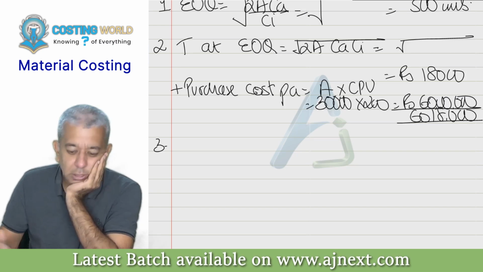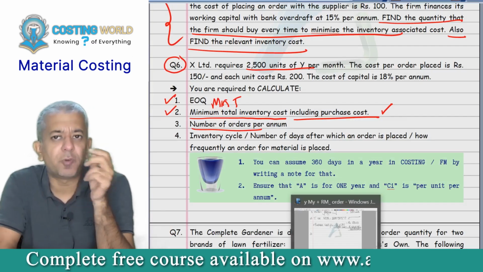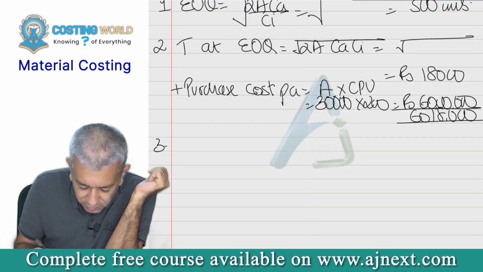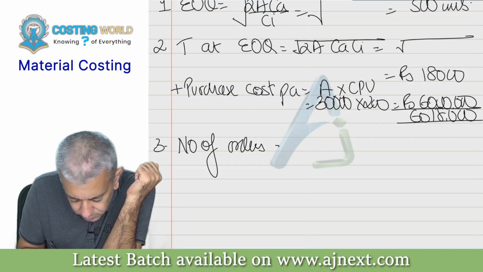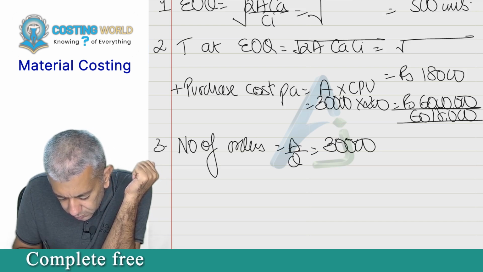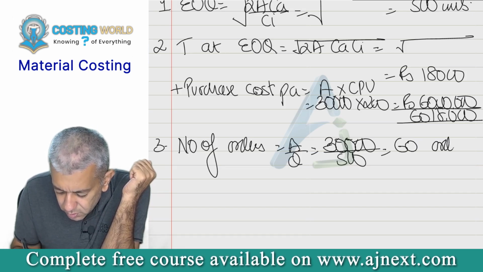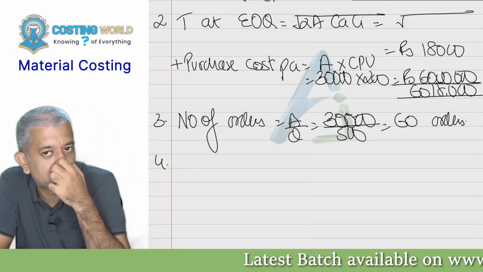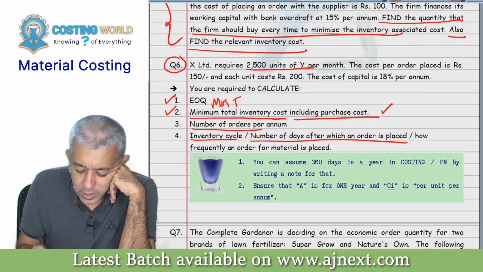Listen, then third part. Third part is number of orders per annum. Can you say number of orders itself is A by Q? So write down number of orders. 30,000 divided by 500 is equal to 60. You place 60 orders. Fourth, inventory cycle, number of days.